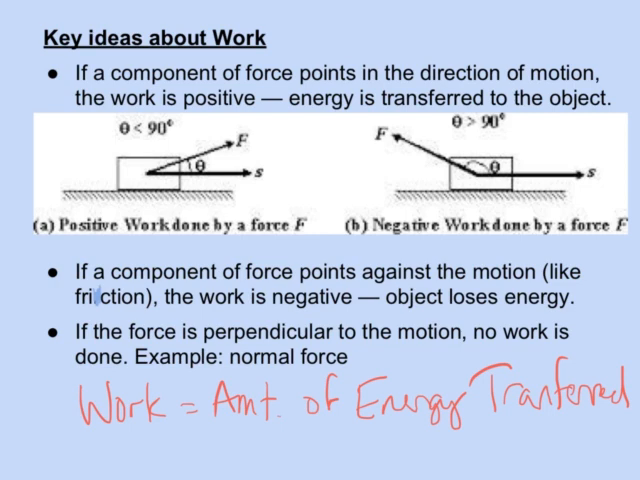Now, a real common force that, of course, points against the object's motion is the force of friction. And so the work done by friction will always be negative. The object will lose energy due to friction. In that case, your angle is 180 degrees, and since the cosine of 180 is -1, that's where we get that idea that the work is negative. If the force is perpendicular to the motion, then there's no work being done. Now, that doesn't mean that the job isn't strenuous or isn't requiring a lot of effort on your part.